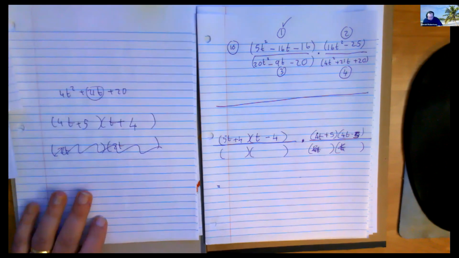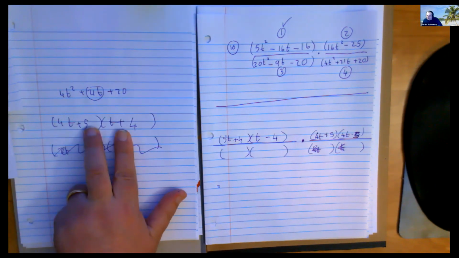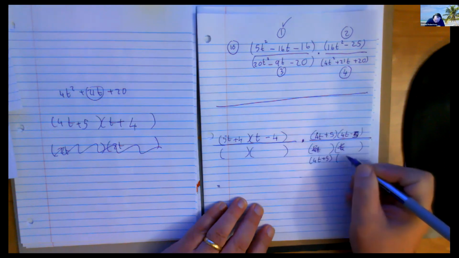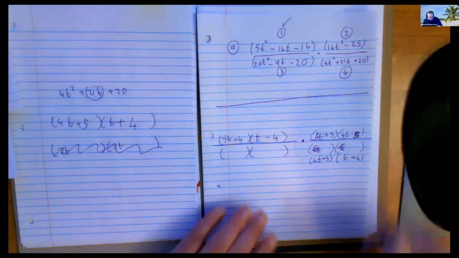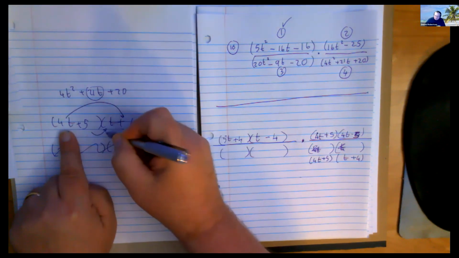Does that get you 21? Let's see, 16 add 5. Agreed? So it is going to be 4t add 5 and a t add 4. And if you double check that, I believe it's correct. 16 add 5 more, it works, right?